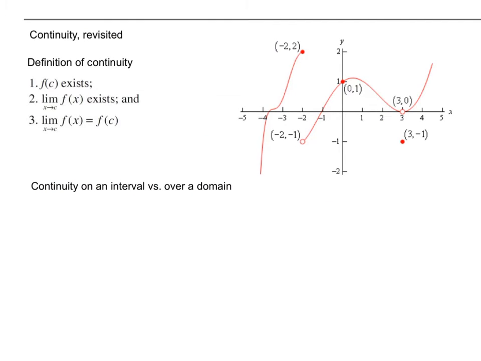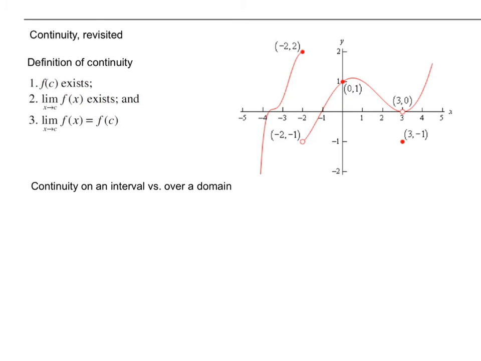Here's another review, the review of continuity. All right, continuity in its most basic sense says that if a function is continuous, then every point exists right next to the next one.